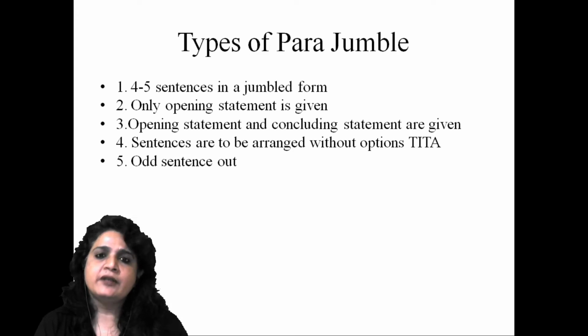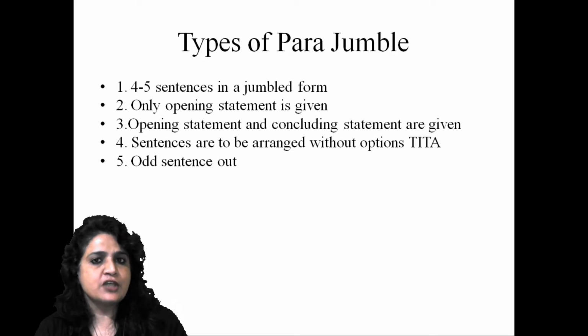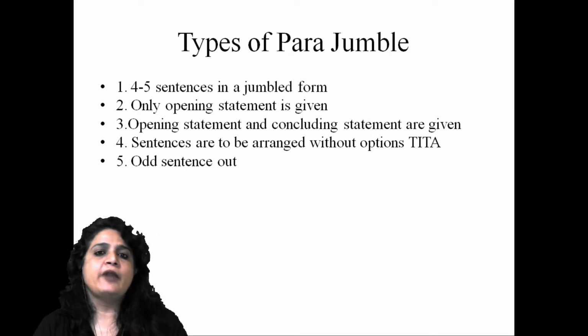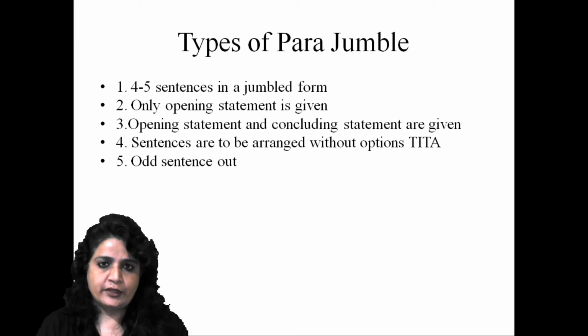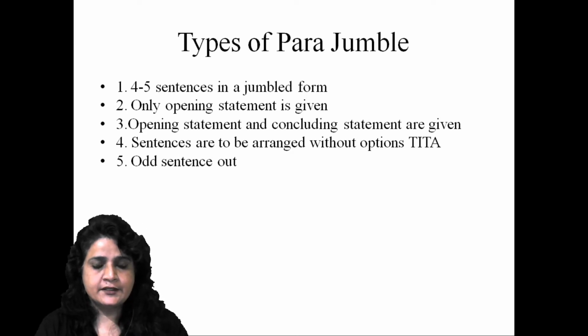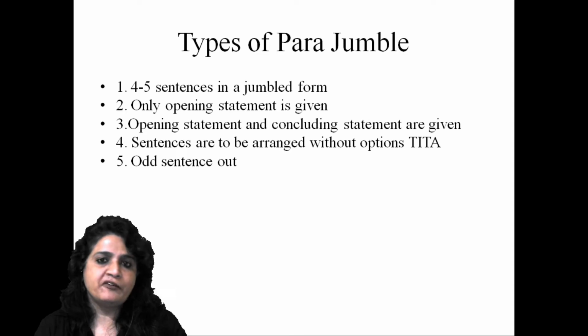Another variety is where the opening statement is given, followed by 4 or 5 sentences which are to be arranged. Right? You don't have to find the opening statement, you just have to find the sequence of those sentences which are given after the opening statement. Third is the opening statement and the concluding statement. Both are given. In between these 2 sentences, you will be given 4 or 5 sentences. You will have to find the order of these sentences only, in their relationship with the opening and concluding statement.